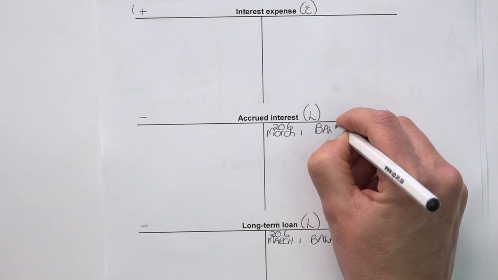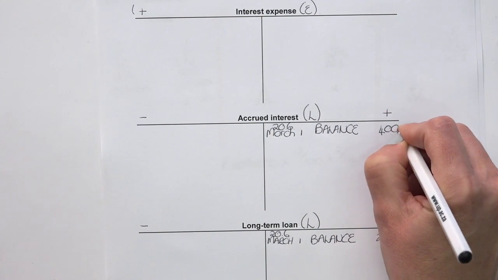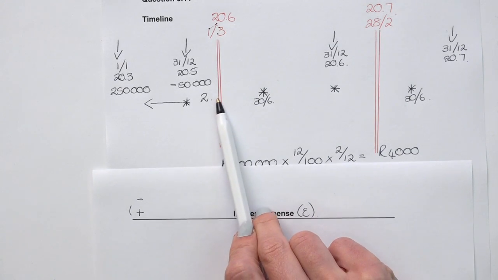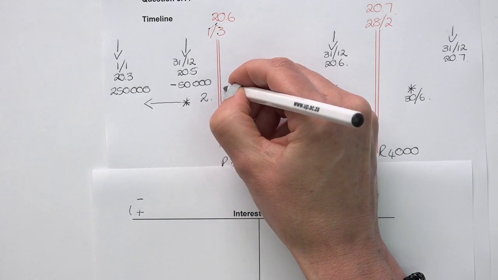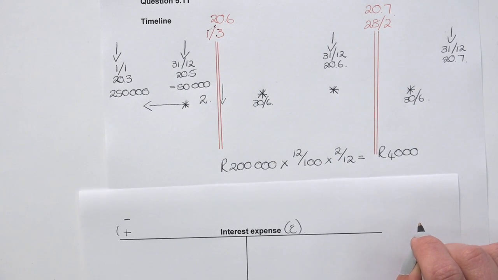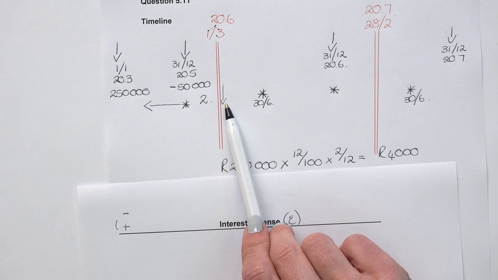A balance in this liability of 4,000 Rand. That was at the start of my financial year. Now the first transaction that you have is on the first day of the start of the new financial year, where we have to reverse last year's adjustment.